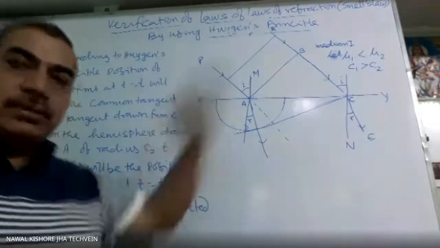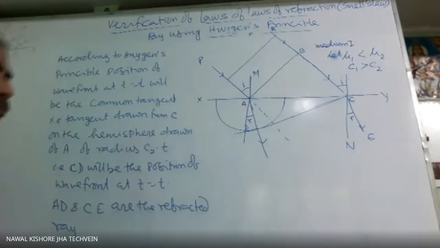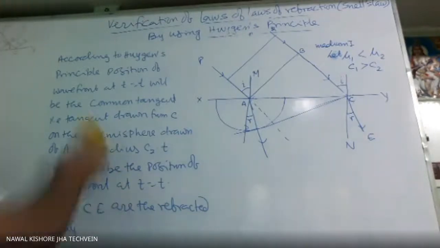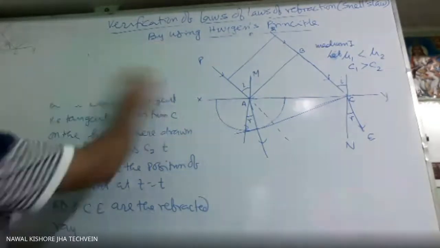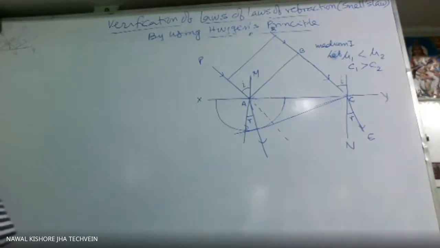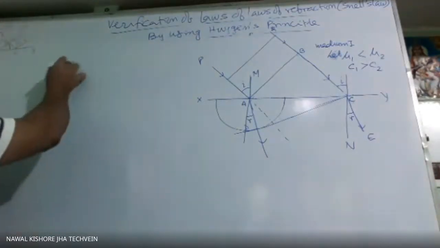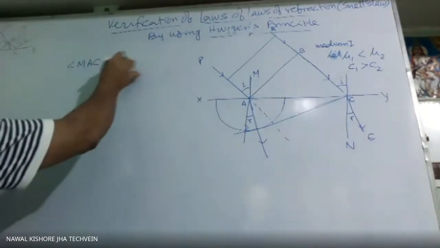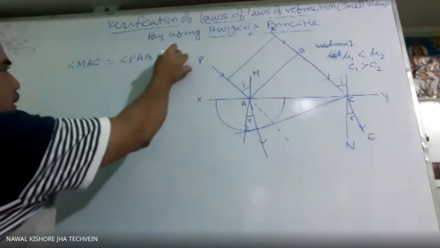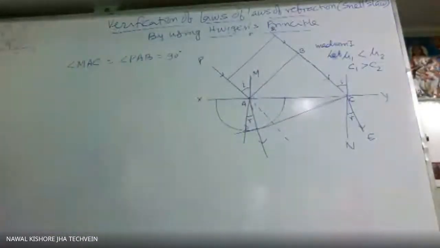As we have used the same symbols as the previous one, word by word it will come the same. Whatever we have written there, the same thing we have to do here again. Which were the two angles we considered? The previous one: MAC and PAB. Here also the same thing we'll write. Since angle MAC is equal to angle PAB, which is 90 degrees. Here also MAC is perpendicular. This is the ray and this is the front. So that angle is also 90 degrees.